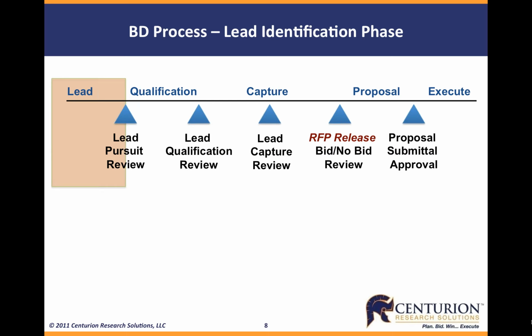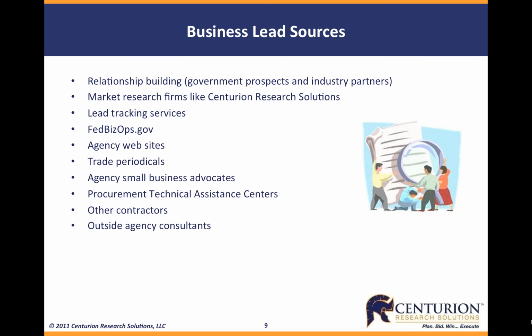The first phase in the BD process is the identification of a sales lead. A majority of new business leads come from relationships, government bid announcement websites like FedBizOps, market research firms, and lead tracking services. I'll be talking a little more about relationship selling and also share some examples of market research products during this presentation. Most of these guidelines apply to pursuing single contract awards and task orders on existing contract vehicles as well.